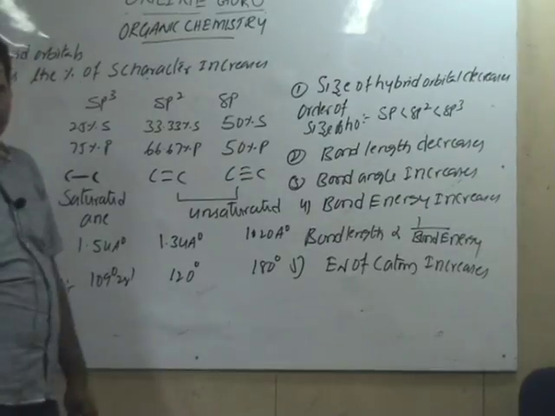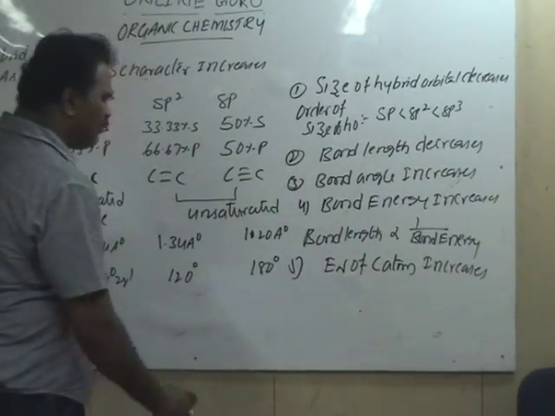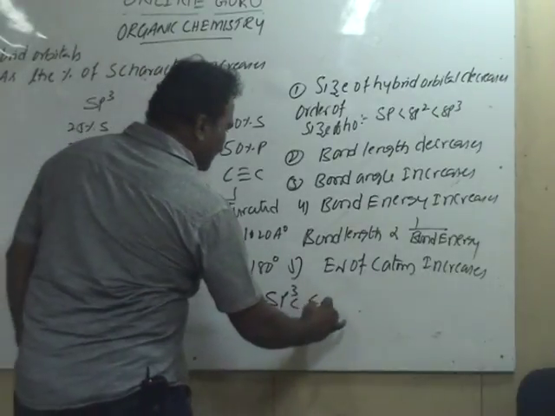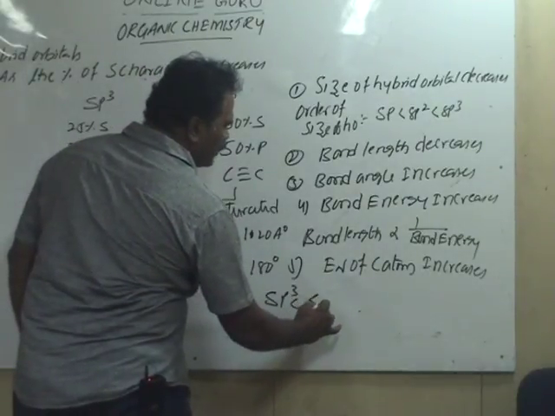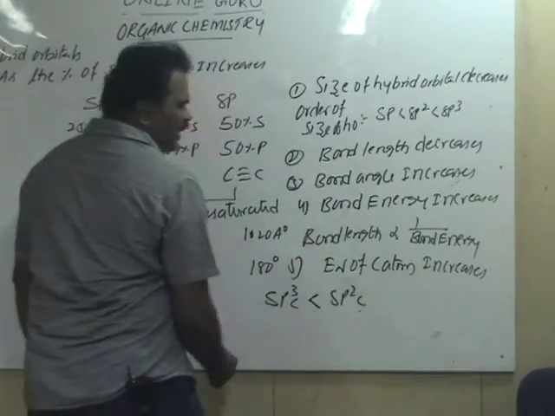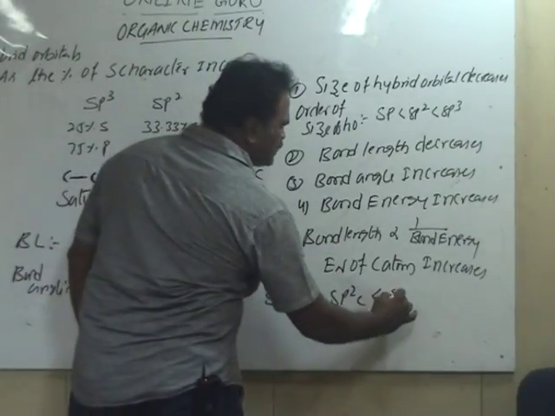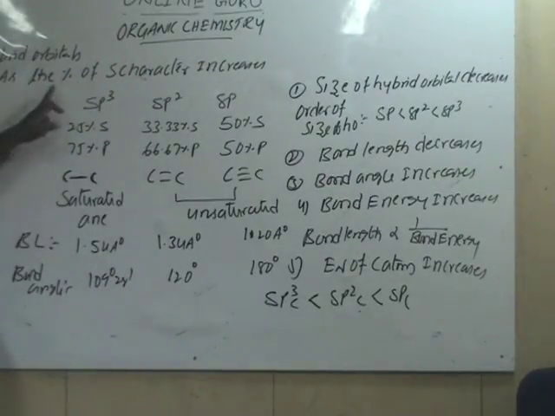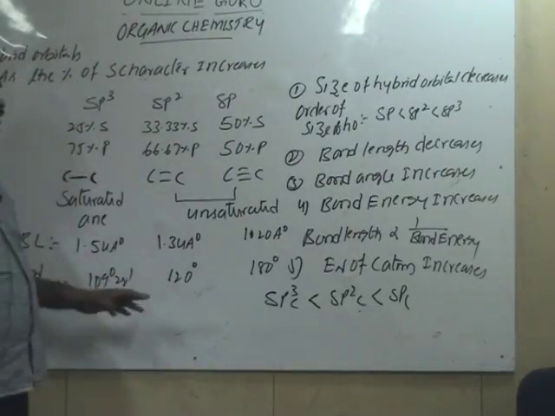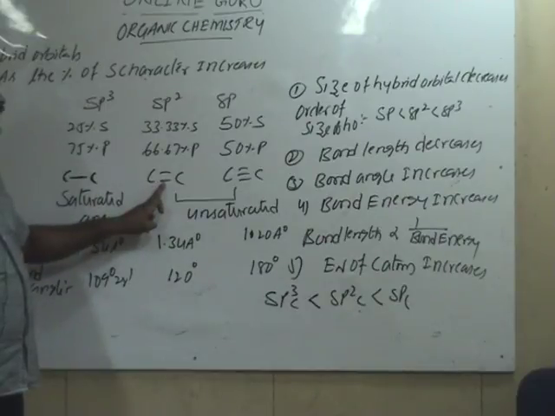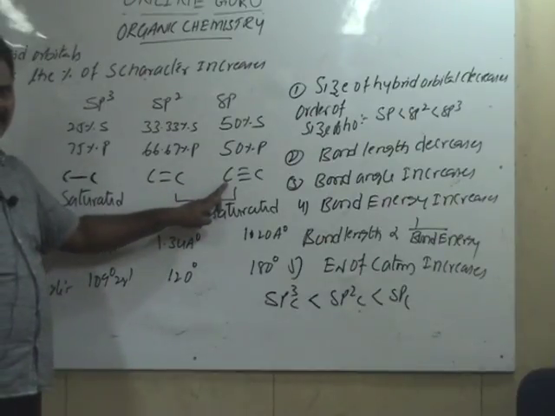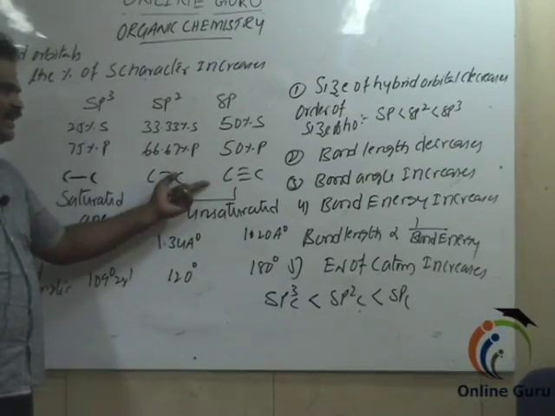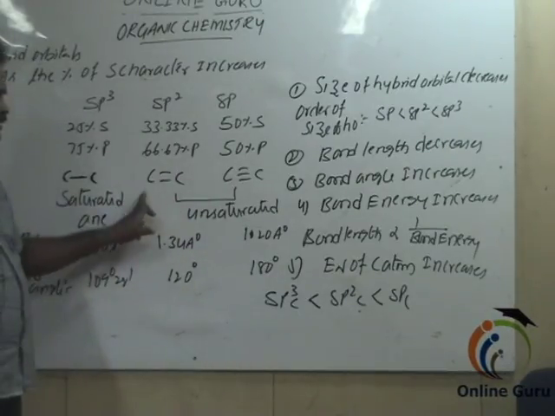Next one, as percentage of s character increases, electronegativity of carbon atom increases. sp3 carbon is less electronegative than sp2 carbon atom. sp2 carbon atom is less electronegative than sp carbon atom.